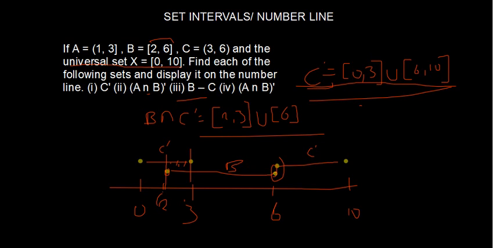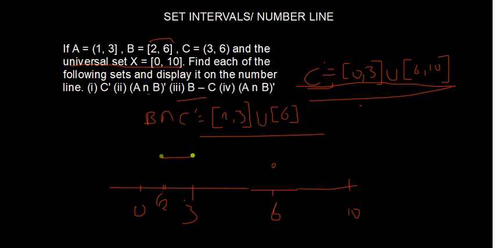So then on the number line, how is it going to be? On our number line, we come up with the points, then from 2 to 3. So remember, both ends are shaded at the ending points. So this is our B intersection C complement on the number line.